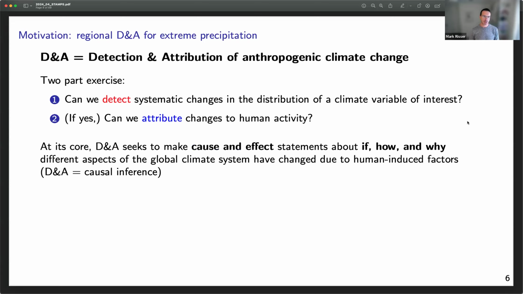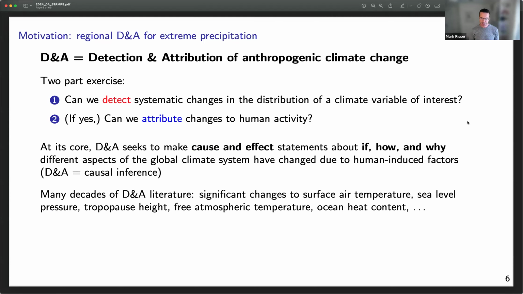At its core, detection and attribution, in the statistical world, would be referred to as causal inference. Specifically with climate change, D&A is looking to make cause and effect statements about if, how, and why different aspects of the global climate system have changed or are changing due to human-induced factors.